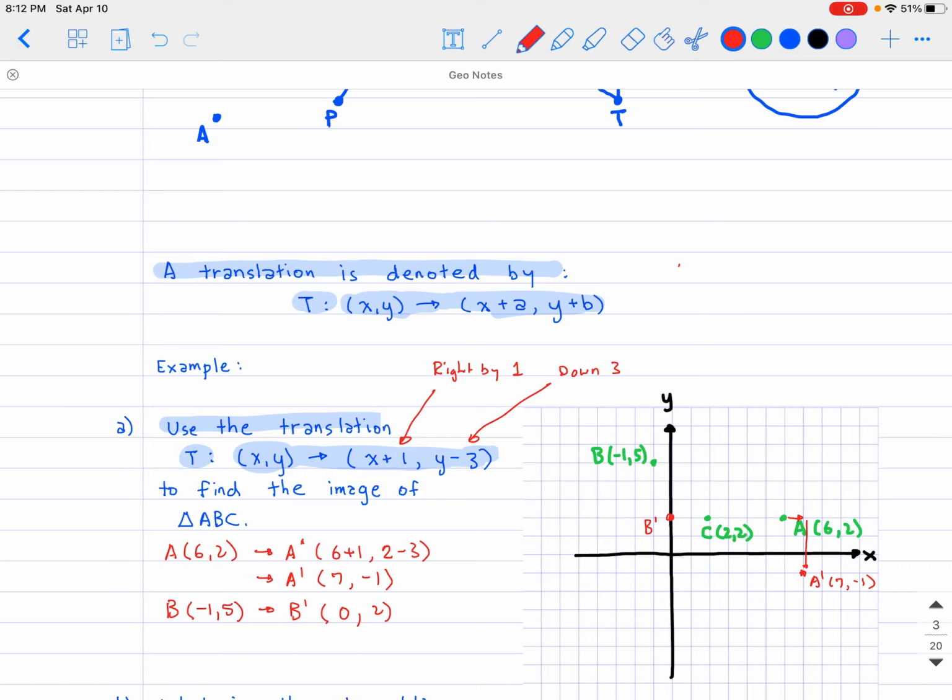All right, and then finally for the last one, point C, that is originally (2, 2). So if I want to solve for C prime, let's write down the work once again. It's (2 + 1, 2 − 3). So that is telling me that C prime, my new coordinate, is going to be at (3, −1). So (3, −1), I do believe that's located right here. So that's going to be C prime.